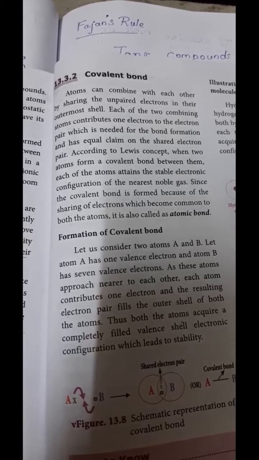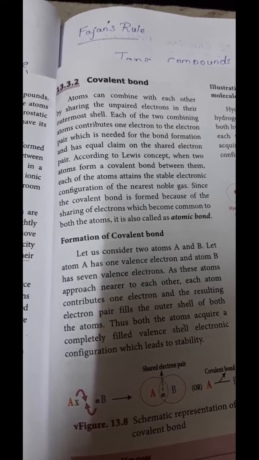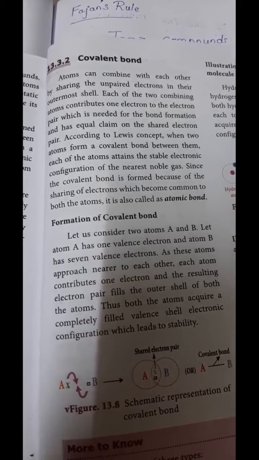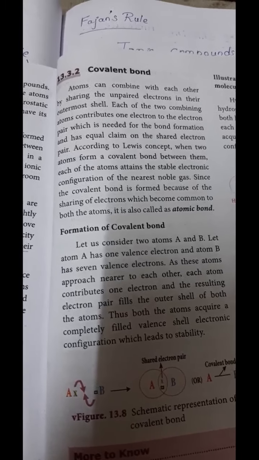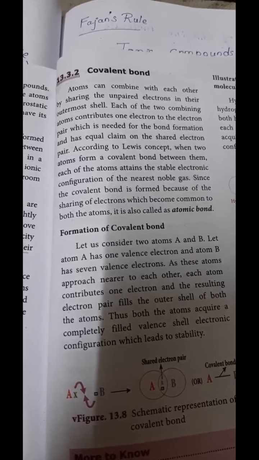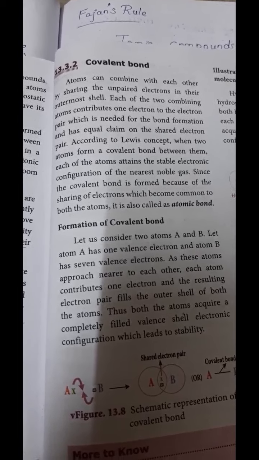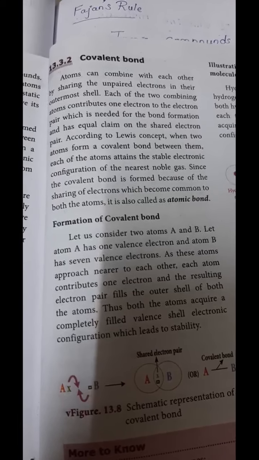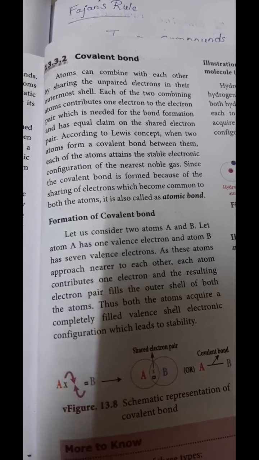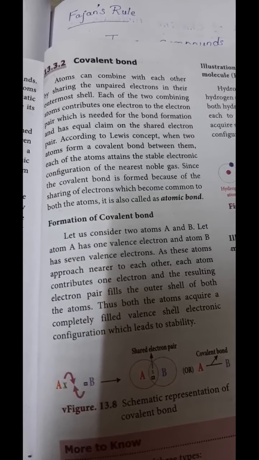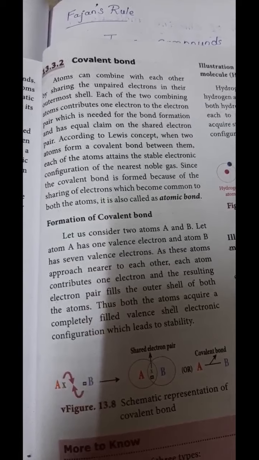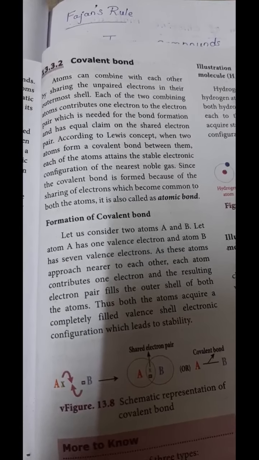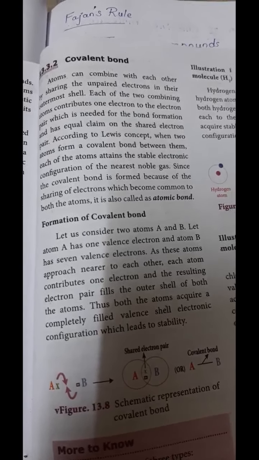So, in the last class, we have seen about the different types of bond. In that, we have started with a new topic, that is chemical bonding. In that lesson, I have completed about ionic bond. Today, we are going to see a new bond, that is covalent bond.